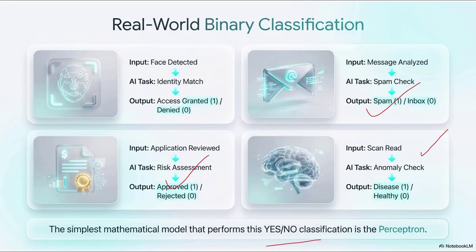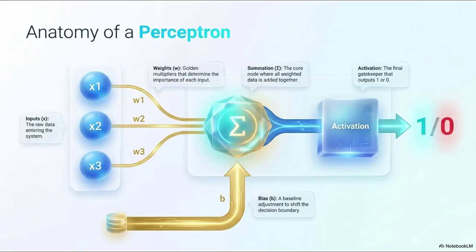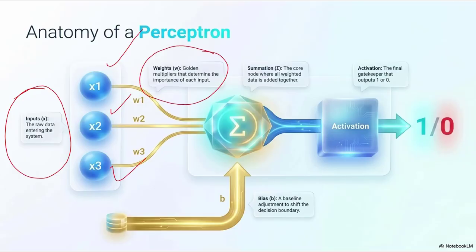The simplest mathematical model that performs this yes-no classification is the perceptron model. If we talk about the anatomy of a perceptron model, it starts from the raw data entering the system. We can have n number of inputs, marked here as x1, x2, x3, and the weights assigned to them. These are the golden multipliers, multiplying the scale of input data entered into the system. So we have 3 inputs and 3 weights. These are the golden multipliers that determine the importance of each input.